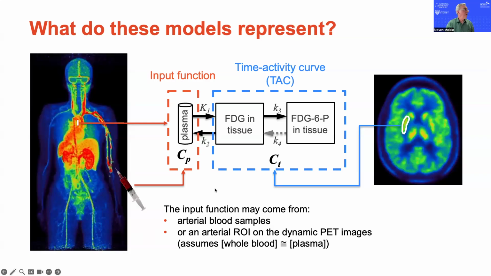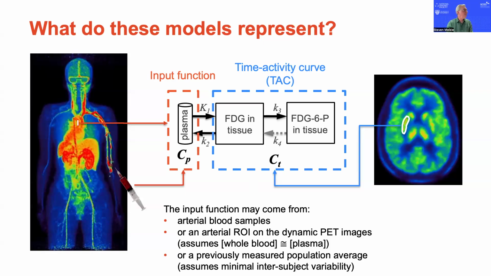Now, what we really want with our models is the plasma concentration, because it's the plasma that exchanges with the tissue space. So if we use this method, what we're generally assuming, even implicitly, is that the concentration of the tracer in whole arterial blood is the same as in plasma. That's just an assumption that we're making there. For a lot of tracers that's true, but you need to be aware that it is an underlying assumption.